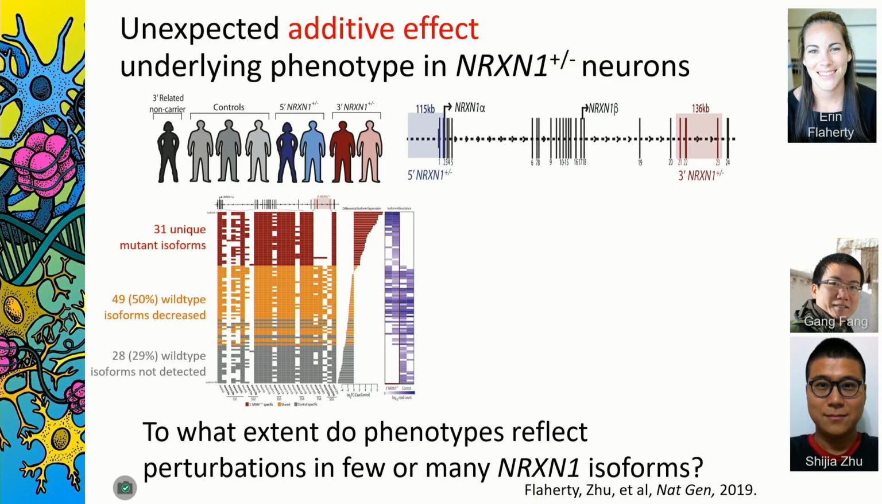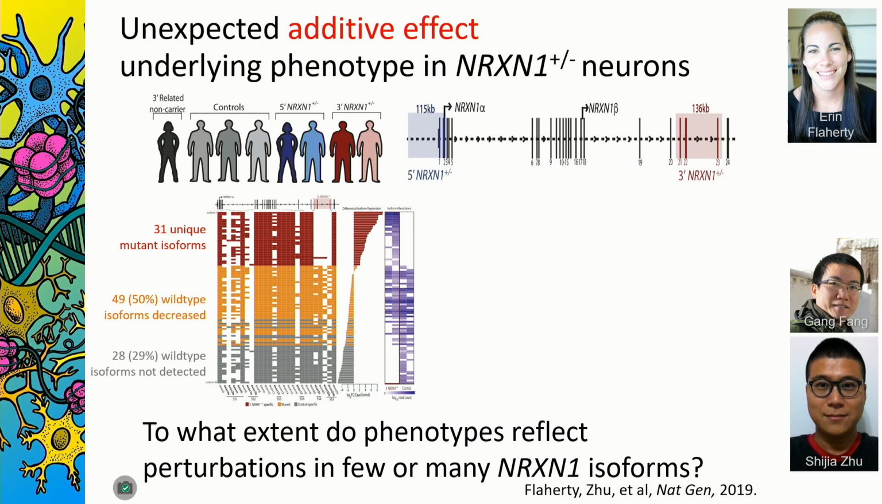And then really unexpectedly, 31 unique mutant isoforms caused by splicing around that red deletion from exon 20 to exon 24. And what you can see in purple is that these mutant isoforms were among the most abundantly expressed isoforms in patient neurons. So they're really, really highly expressing these mutant isoforms.